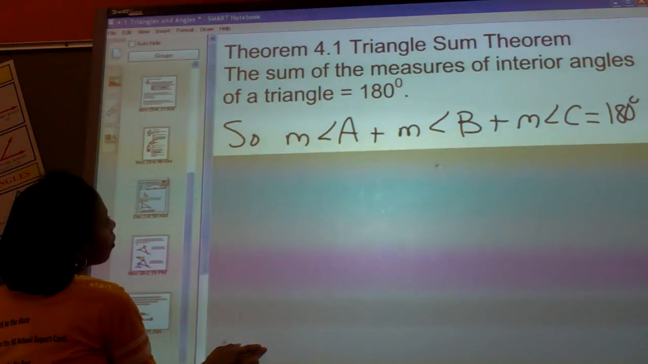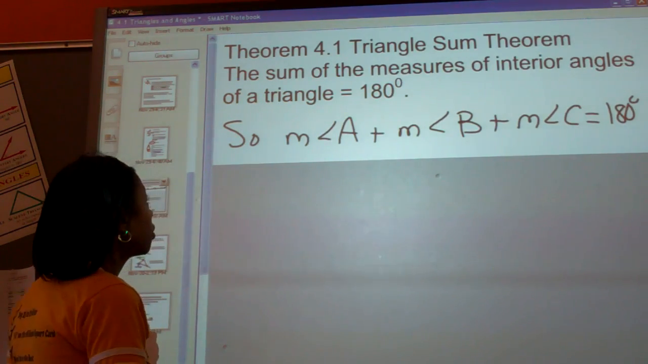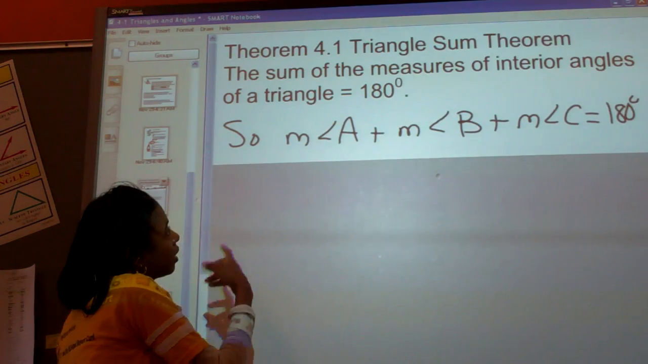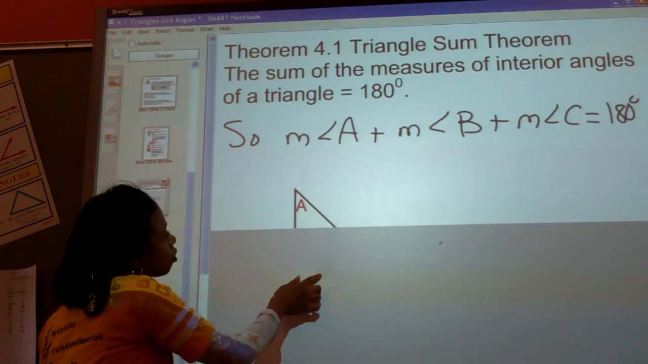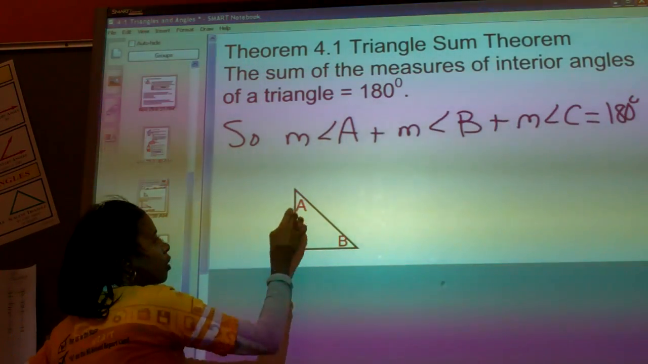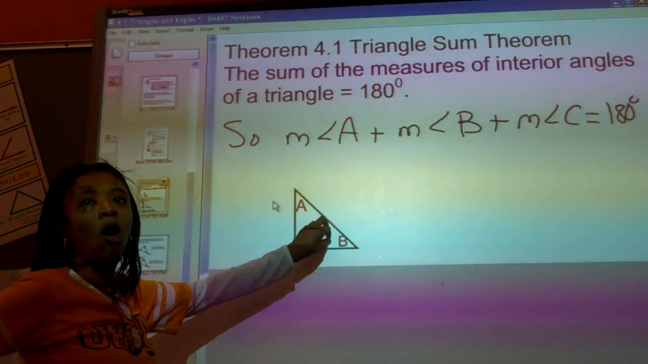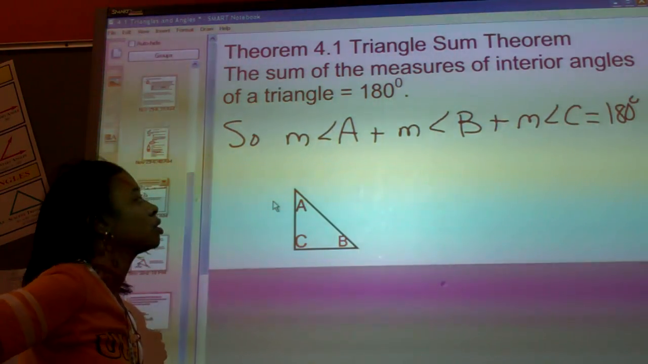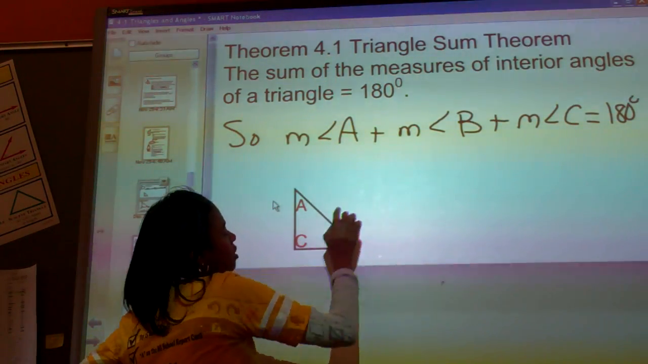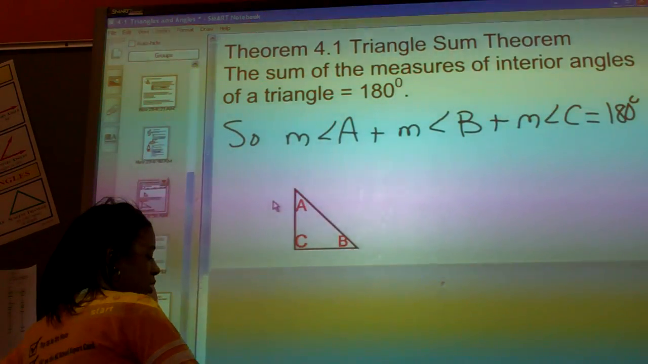Alright, just to begin, we're going to start with the Triangle Sum Theorem. The Triangle Sum Theorem is Theorem 4.1, and it simply states that the sum of the measures of the interior angles of a triangle must equal 180 degrees. So if this is my triangle ABC, the interior angles A, B, and C, all three of those must equal 180 degrees. So the measure of angle A plus the measure of angle B plus the measure of angle C must always equal 180 degrees.